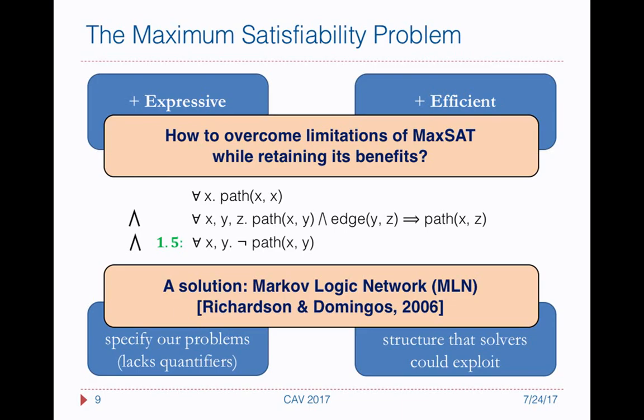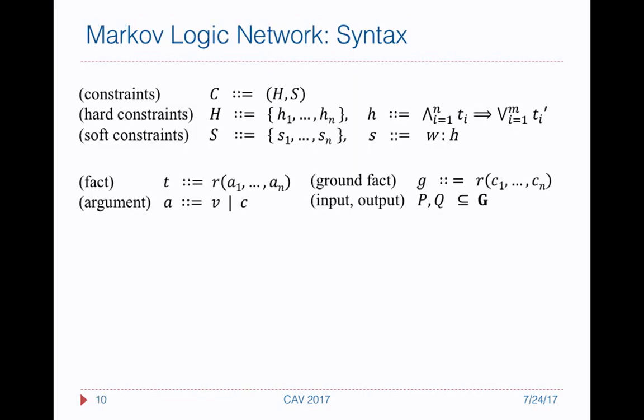Our solution is to use a logic called Markov logic networks from the AI community that is no more expressive than MaxSAT, but it does give us these benefits of conciseness and a high-level structure that we can exploit. So what is the semantics of MLNs? I'm going to explain that next with respect to MaxSAT. Here's the syntax of MLNs. It's fairly similar to that of MaxSAT, except that it has these quantifiers.